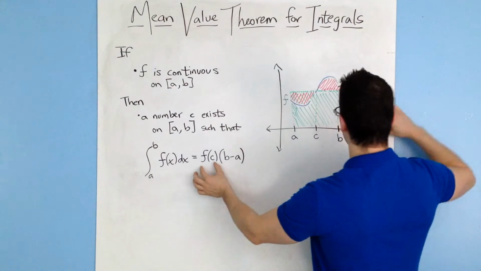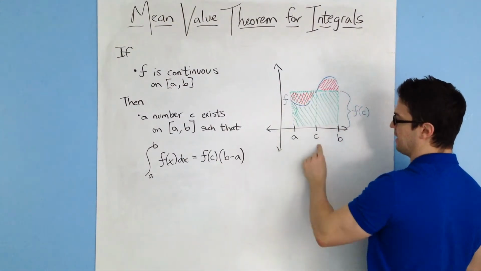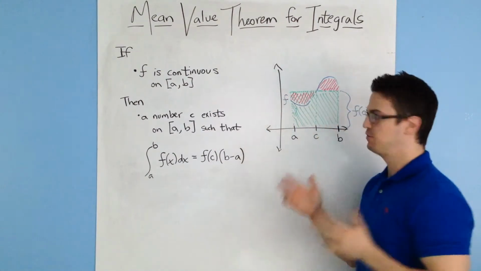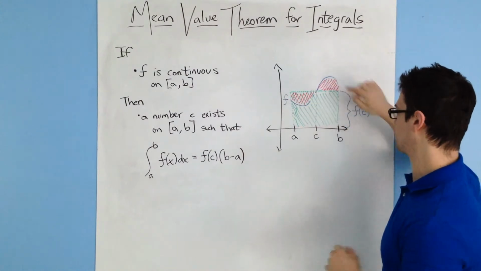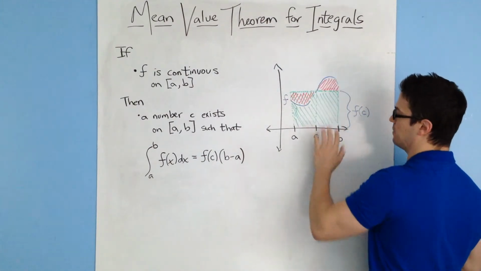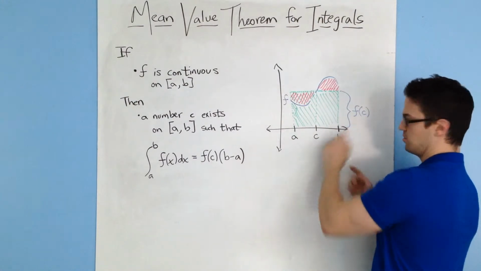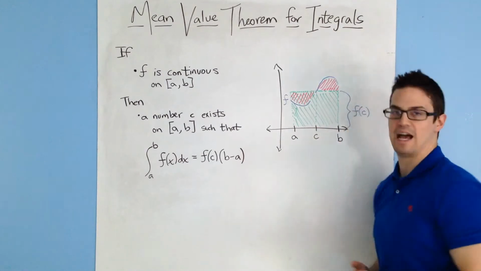So if you multiply the height by this base right here, at that special value c, it's going to be equal to the area of this function f under this curve. So if you found the area underneath this curve, it'd be the same thing as finding the distance from a to b times the height f of c.